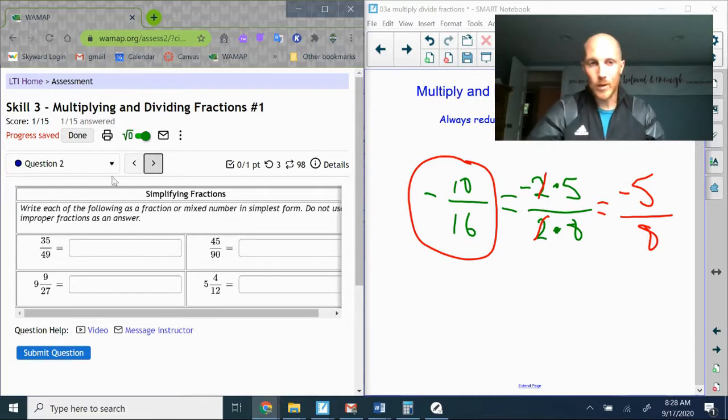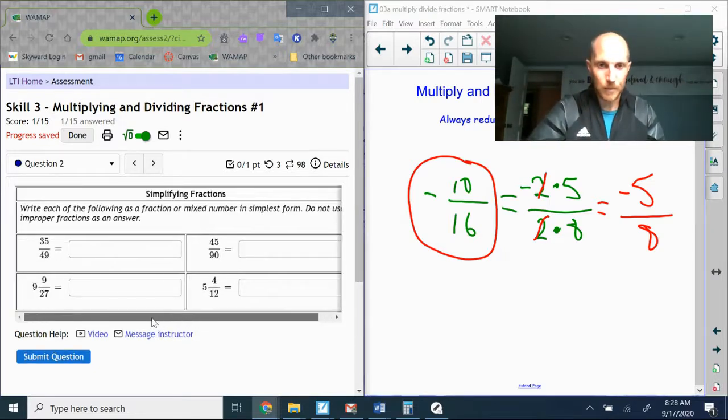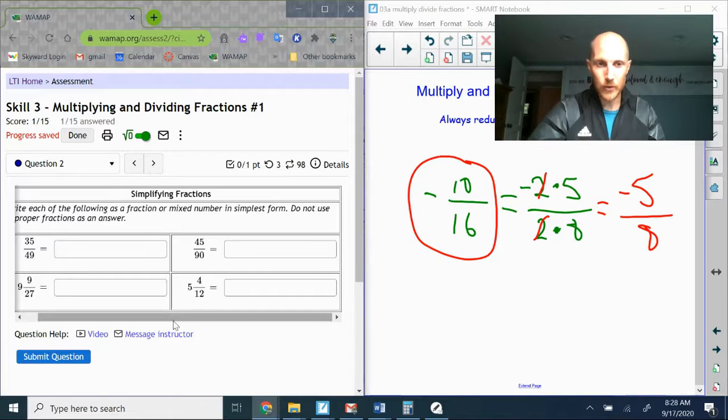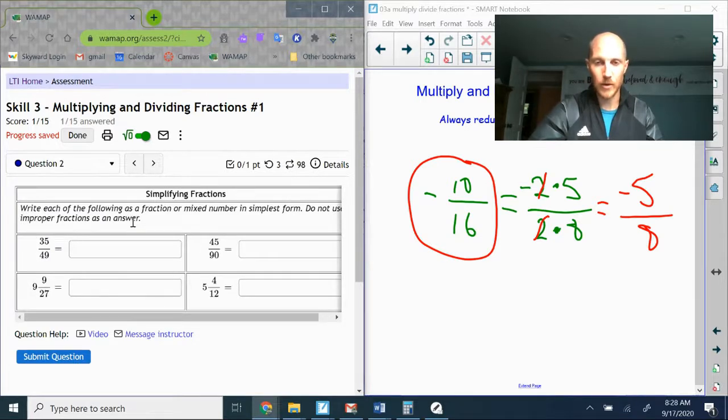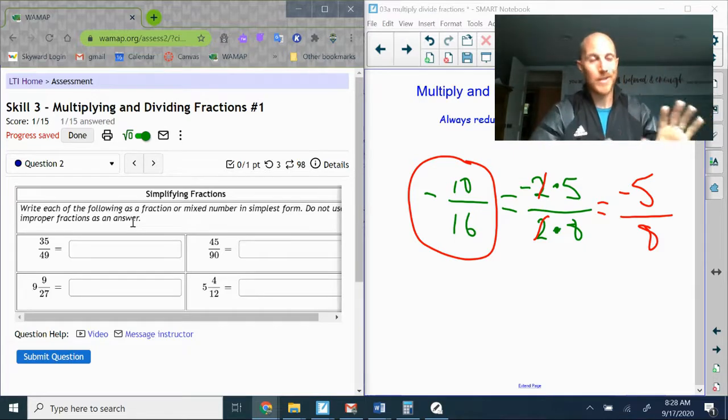Okay, so some more work on simplifying fractions. Write each of the following as a fraction or as a mixed number in simplest form. To be honest, we don't do a lot of work with mixed numbers, but we do need to be aware of how they work and what the purpose is. They definitely have a place in math. Do not use improper fractions as an answer. Okay, and so that is a direction on this problem. For most of the year, that is not going to be a direction. Most of the time, it will actually be better, and I will encourage you to use improper fractions rather than mixed numbers. But that comes later. So we've got to follow the directions as they are written.